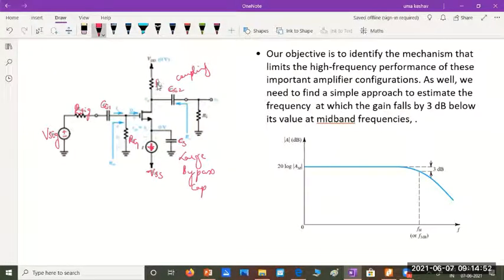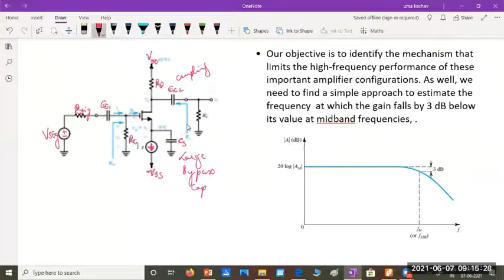RD as usual here is the drain resistance across which we are going to measure the output. And we have the DC power supply VDD given here. And we also have a load resistance RL connected in this circuit. So our objective here is to identify the mechanism which limits the high frequency performance of these important amplifier configurations, like the common source amplifier which we have considered.